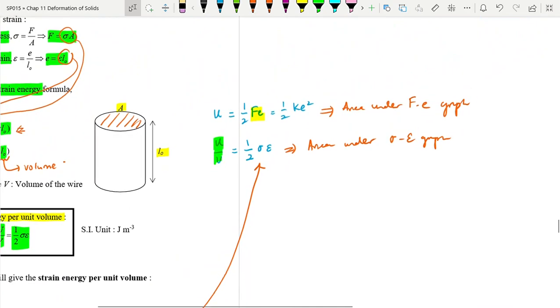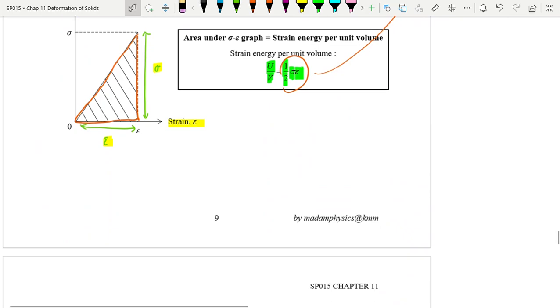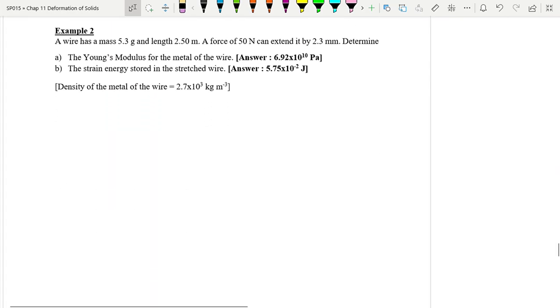Okay, kalau nak recap balik daripada graf stress strain ni, apa yang kita boleh dapat lagi? Kita boleh dapat Young modulus juga. Tapi dia adalah gradient. Ingat tak? Gradient of stress versus strain graph. Sebab gradient kita bahagi kan? Stress bahagi strain, itu adalah formula Young modulus. Tapi kalau area, kita akan dapat strain energy per unit volume. Okay? So, kita tengok pada example seterusnya.